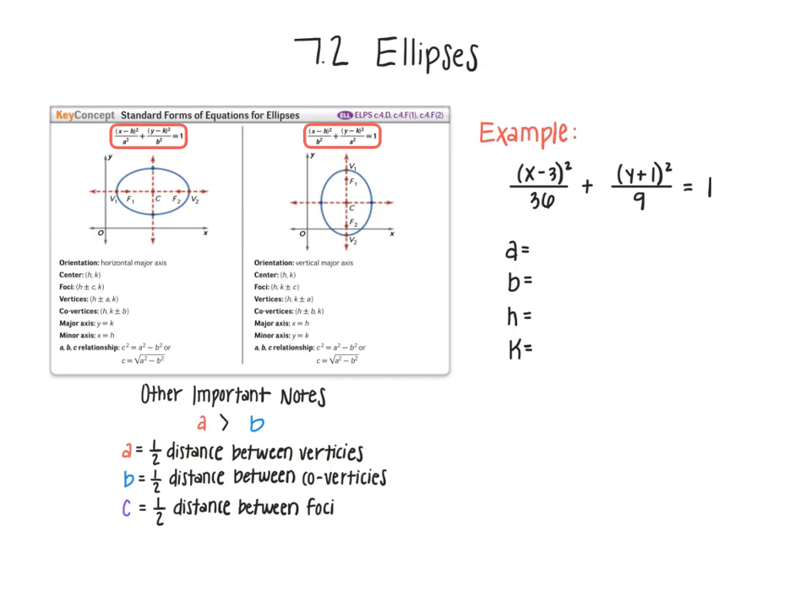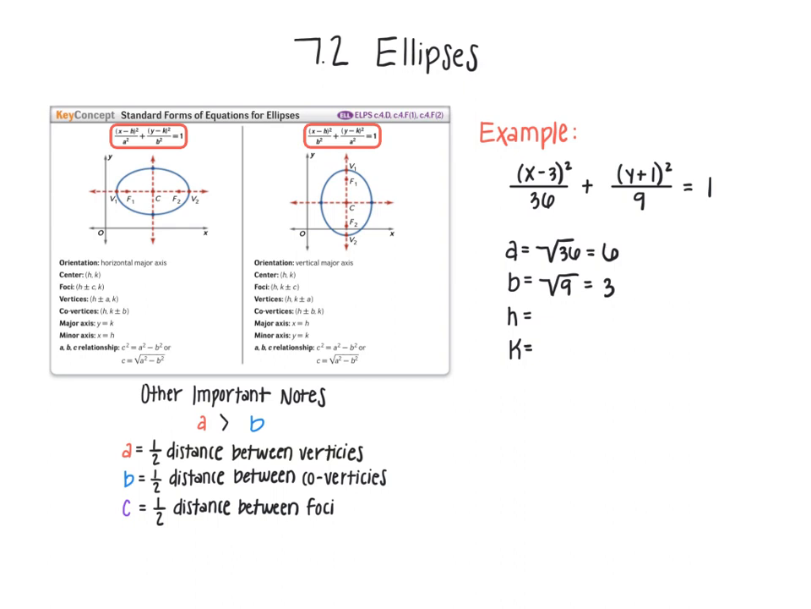So let's start with A. We know that A is always going to be the larger denominator. So if I look right here, 36 is bigger than 9. So I know that this is my A. Also, because A is located under X, we know that this is going to be a horizontal ellipse, okay? A is always going to be the square root of whatever's in our denominator. So I'm going to take the square root of 36, which means A is 6. Now moving on to B, which by default is simply 9. Square root of 9 is 3.